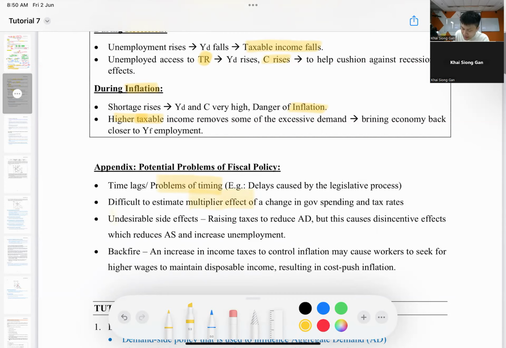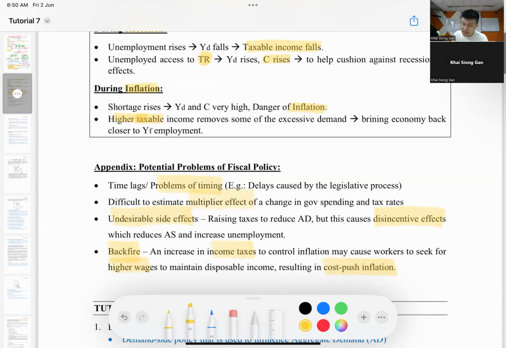And there could be undesirable side effects. For example, when you raise taxes, people are not happy. So it will cause a disincentive effect. People do not want to work, so output is reduced in the end, and some people will choose to be unemployed. It could also backfire. Why? Because an increase in income tax to control inflation may cause workers to seek higher wages to maintain their disposable income, which will result in even higher inflation. This is cost-push inflation, which we are going to talk about later on, an inflation caused by the rising cost of production.